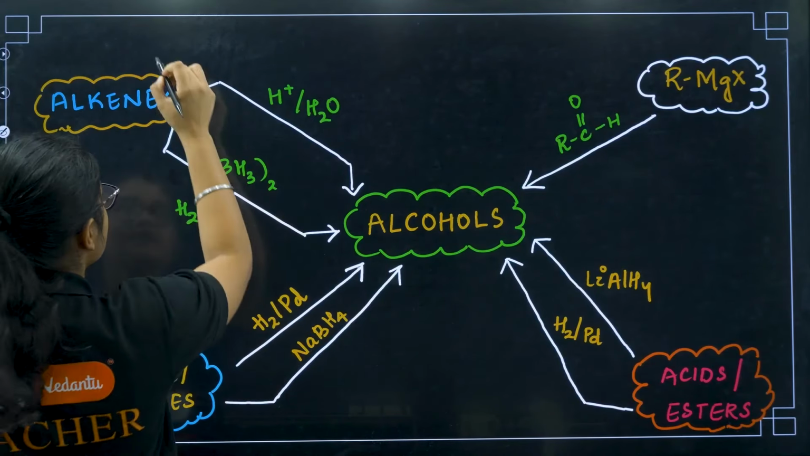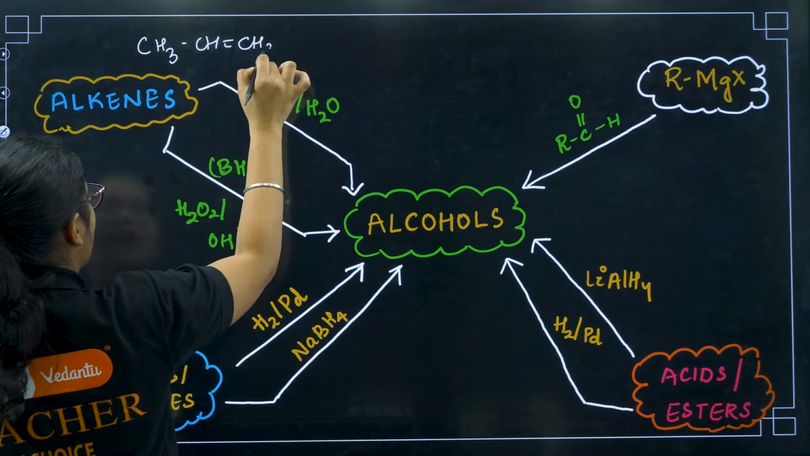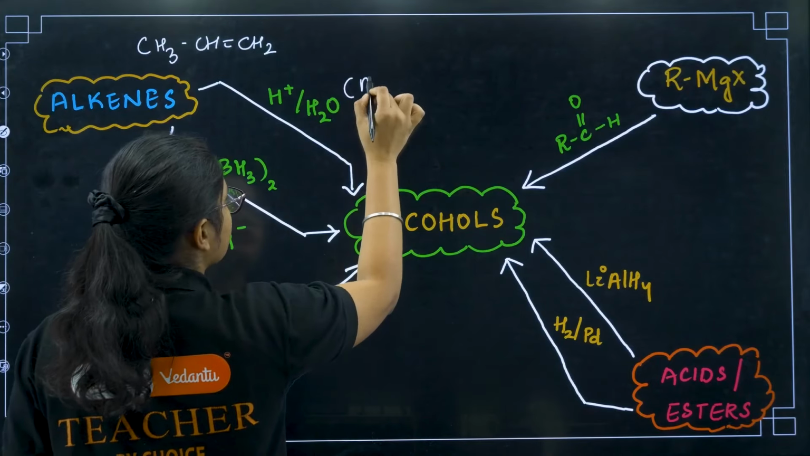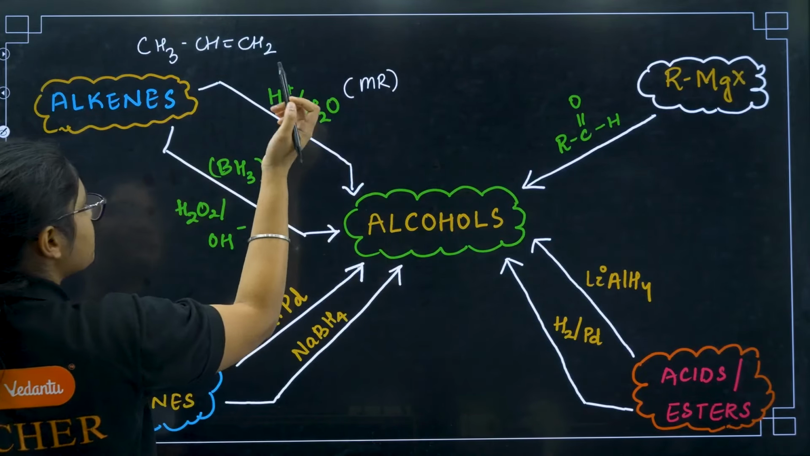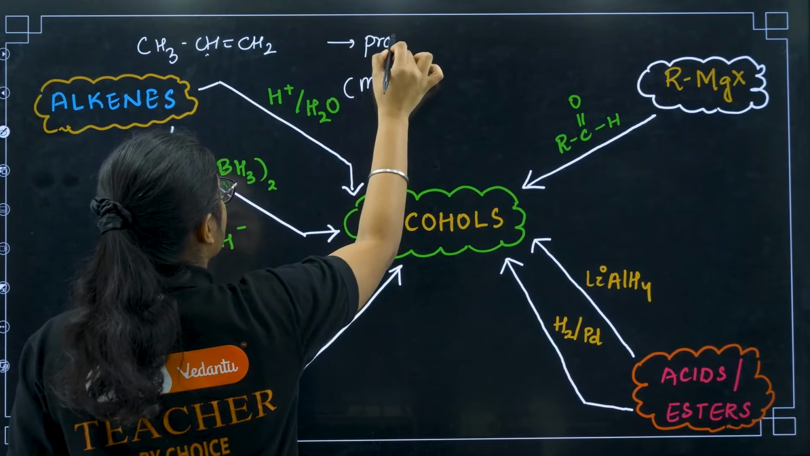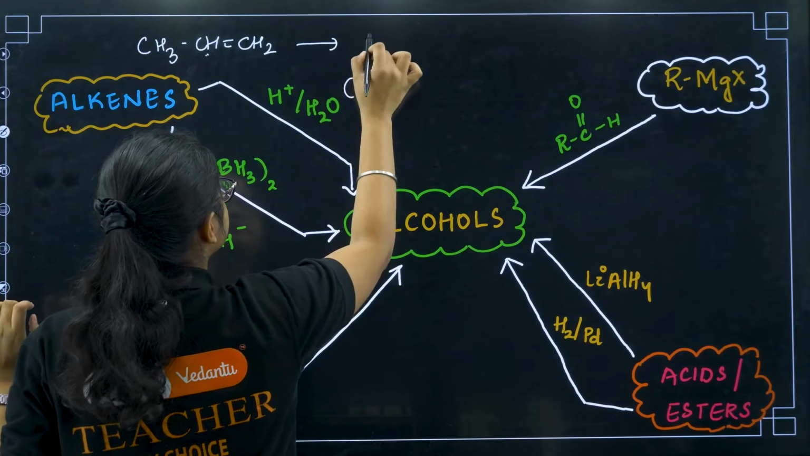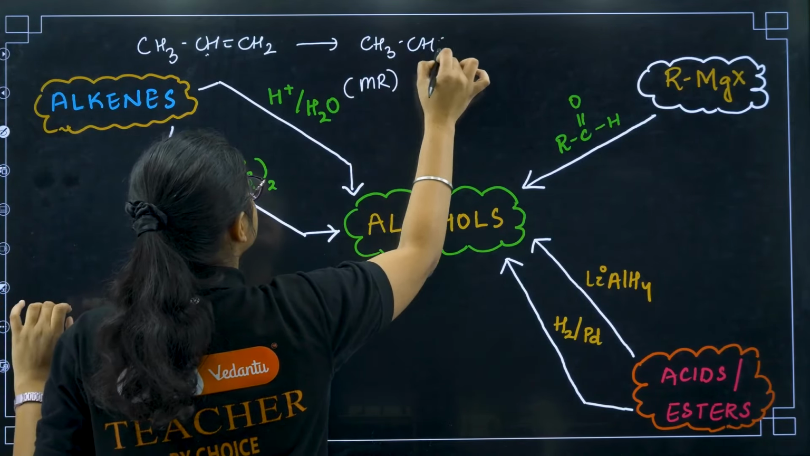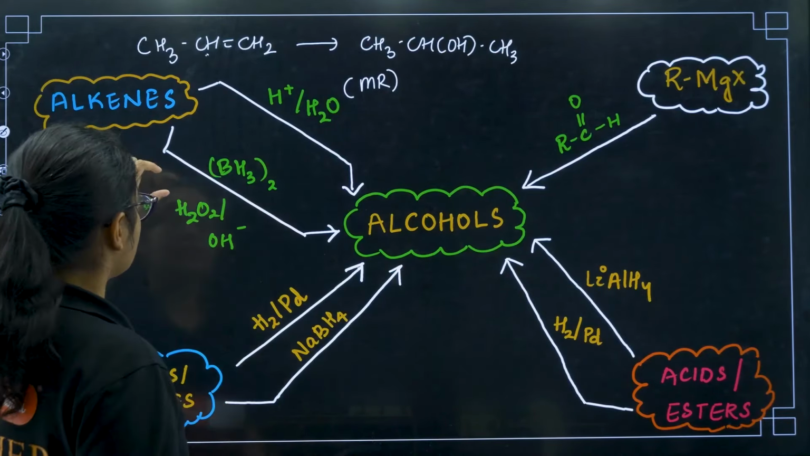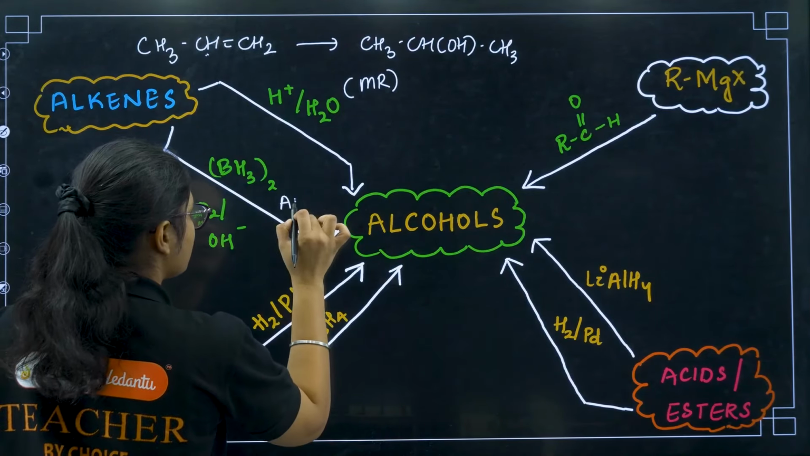Suppose I take propene as an example here. If you add H plus and H2O, this will add OH and H following Markovnikov's rule. According to Markovnikov's rule, OH will go to the carbon having the lesser number of hydrogens. So I will get propan-2-ol, that is CH3, CHOH, CH3. Clear? Now, if you use hydroboration oxidation, it will follow anti-Markovnikov's rule.